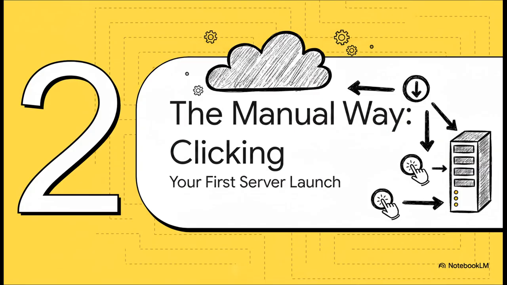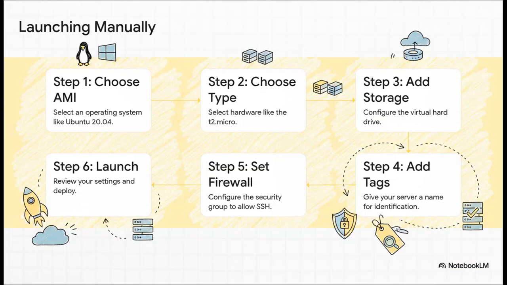Now let's talk about how pretty much everyone launches their first server, by just clicking around in the AWS console. And the console has this great little launch wizard that holds your hand through the whole thing. You just pick your AMI, choose your instance type, set up your storage, give it a tag or a name so you don't forget what it is, and then set up a security group. That's your firewall. You click that big launch button and boom! A few minutes later, you've got a running server.